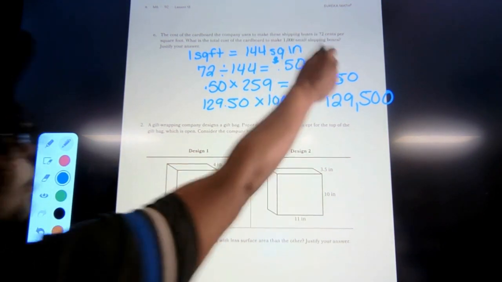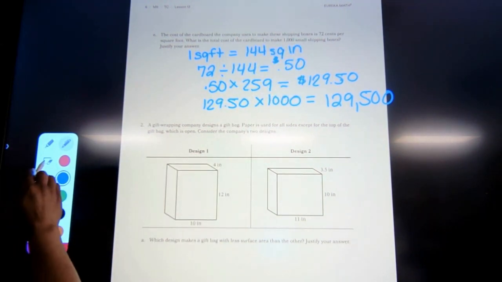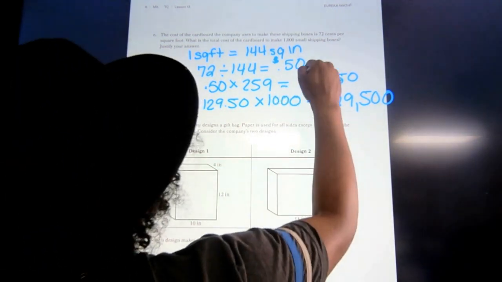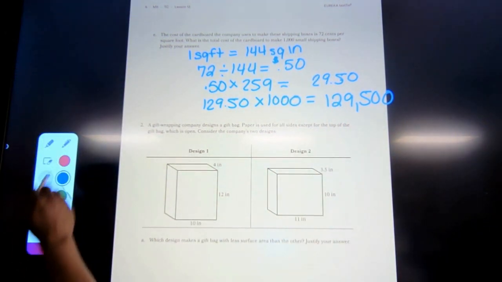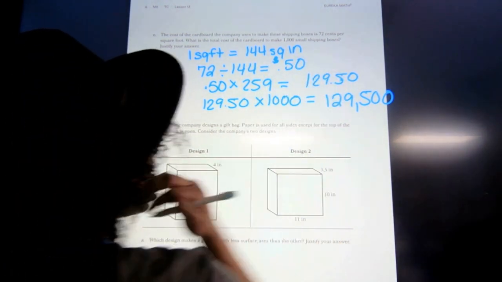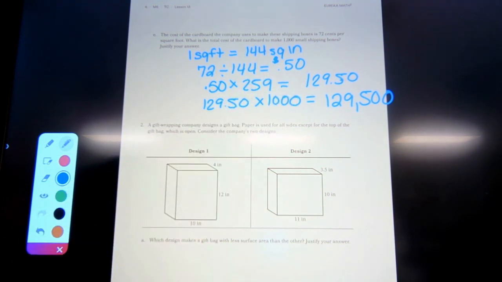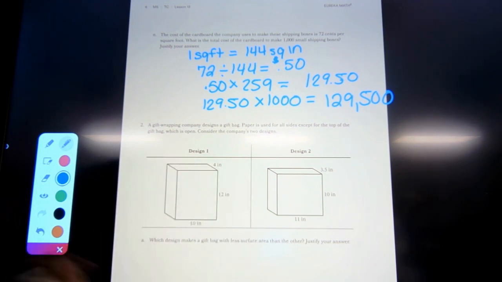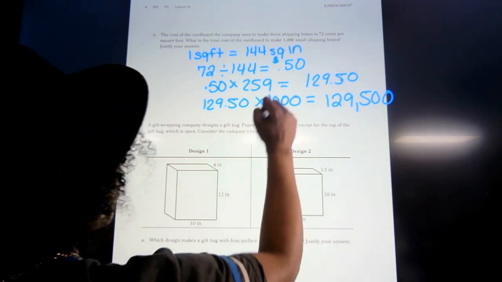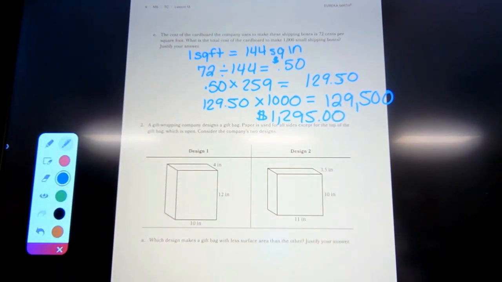129,500. And actually, I was thinking this is actually representing cents, not dollars. So I need to adjust that. This particular price right here, this is representing cents. So it's 129.5 cents. Okay. And so then here we have 129.5 cents times 1,000 gives us 129,500. But when you're talking about cents, you know that you divide that by 100 to find the dollar amount. So the total cost would be $1,295. All right. I know that was a lot.